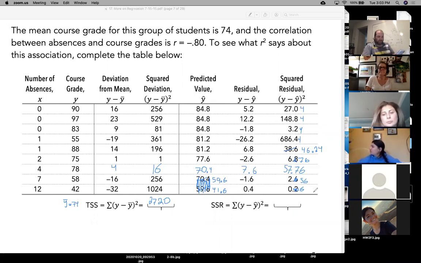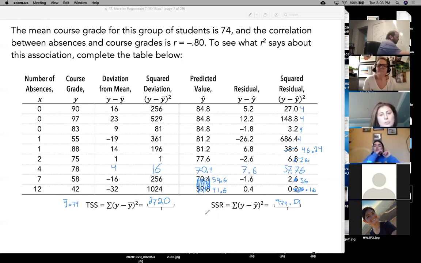27.04 plus 148.84 plus 3.24 plus 686.44 plus 46.24 plus 6.76 plus 57.76 plus 2.56 plus 0.16. This gives me 979.01. What's the last number in that column? It's 0.16, Lori. Oh, thank you. No problem. Okay, so we have these two numbers.